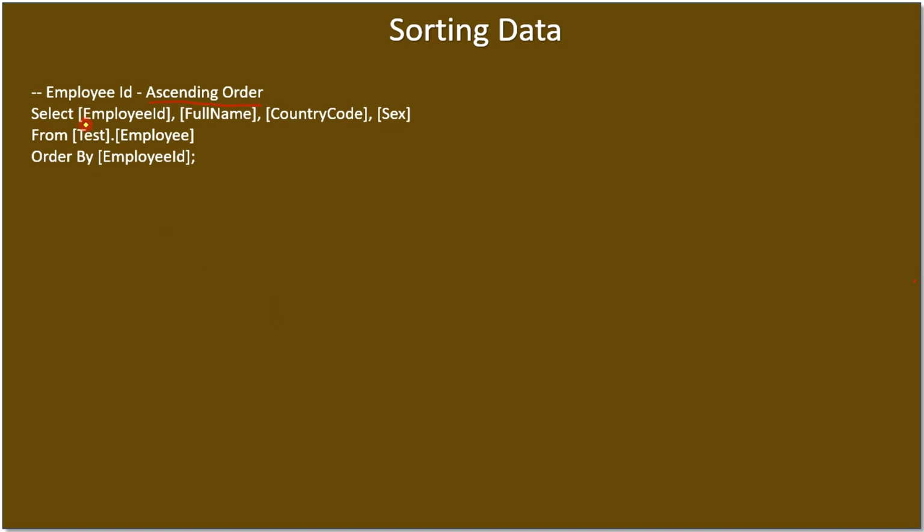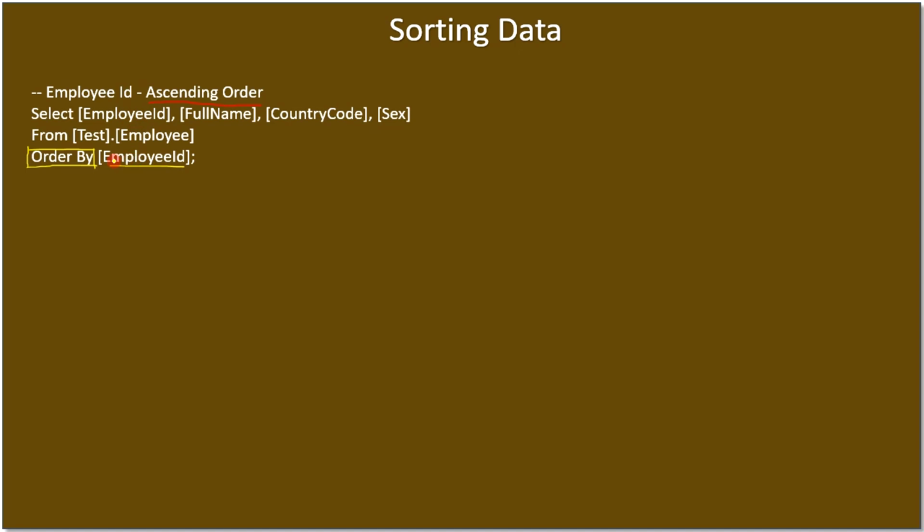Like we saw in the previous video, we are picking 4 columns this time: employee ID, full name, country code, as well as sex from the table named test.employee. Here, to sort, you have to use the keyword order by. Then you can specify the column name. Here the column name is employee ID, which is already there in the select list.